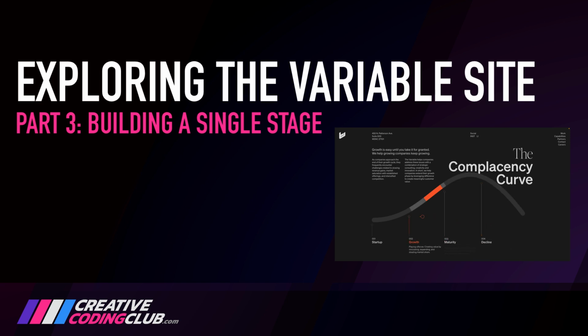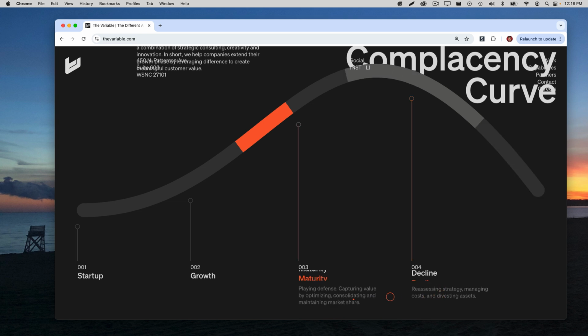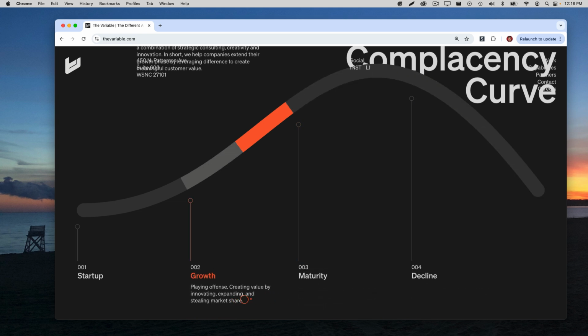Welcome to Exploring the Variable Site Part 3, Building a Single Stage. In previous lessons, we explored how to get this stroke segment to follow our mouse as we moved around. Today we're going to focus on this text effect down here where the headers sort of roll in and out and that little paragraph text fades in.